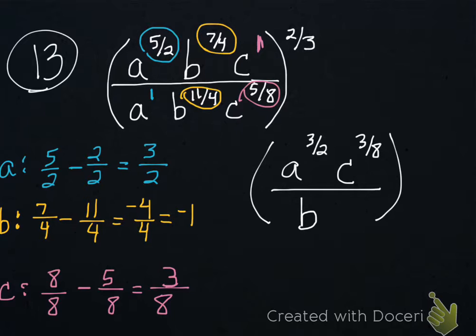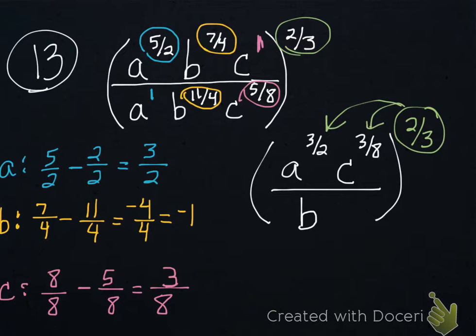Now we're not done yet because we have this wonderful exponent on the outside, 2/3. So we have to distribute the 2/3 to every exponent on the inside and make sure we multiply. Well, the B's the easiest, so I'm going to write him first because 1 times 2/3 is just 2/3. So I know I have a B to the 2/3.